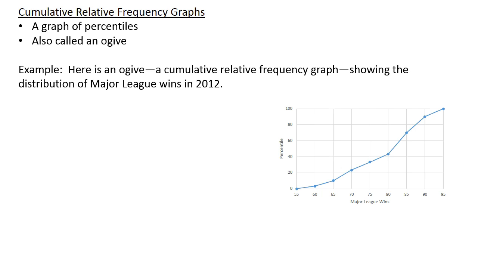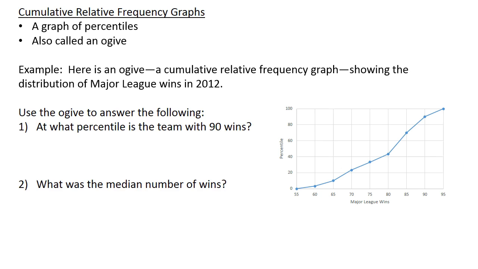And here's a few examples of how you'll do this. You don't necessarily need to construct an ogive yourself. You just have to be able to read one. So here's a few questions. At what percentile is the team with 90 wins? So all I have to do is find 90 wins and go up to the graph and over to their percentile, and I find that that's about the 90th percentile.